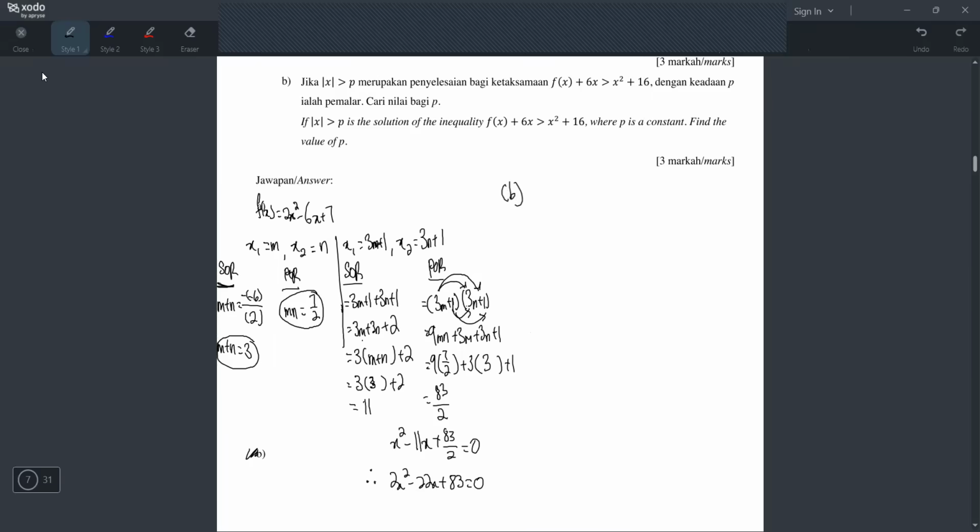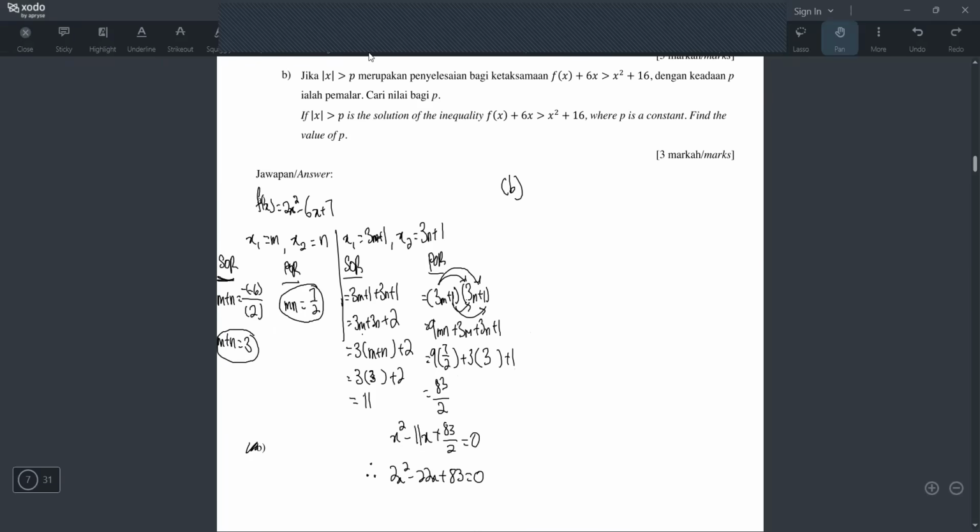Okay, let's look at B question. We read the question first. If modulus X is bigger than P, okay, this one, maybe a lot of students will get confused by this. Never mind, I write it down first. I'll explain to you later. So I'm sure this will be important later, so I'll write it down. Is the solution. Solution means the answer. Okay, the answer for this inequality, let's write this down also.